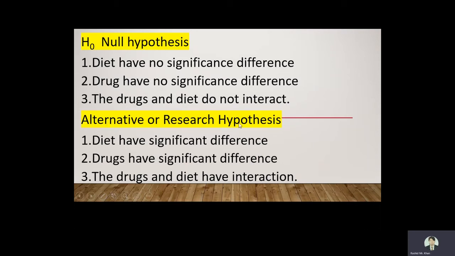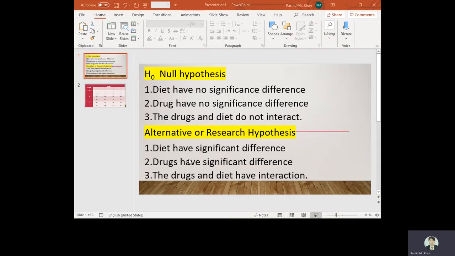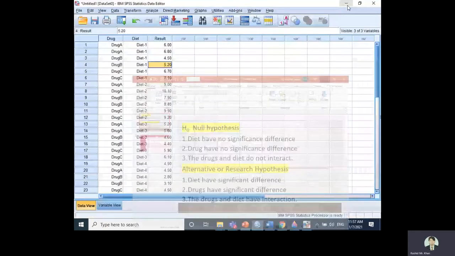But in the alternative or research hypothesis, the diets have significant differences; they are not providing the same results. The drugs are not providing the same results, and an interaction exists between the two variables, that's drug and diet. So now let's start how to analyze this data in SPSS.